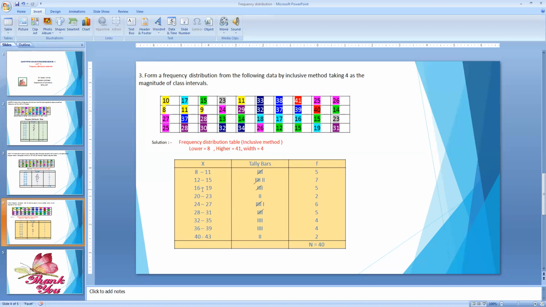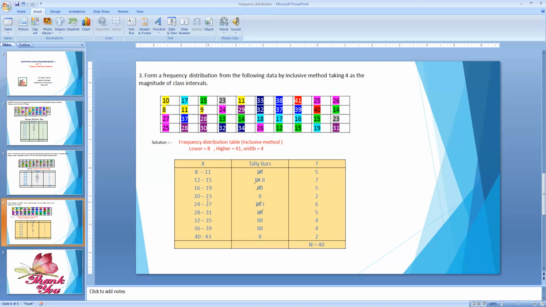Then we'll check the third class interval, 16 to 19. 16 to 19 is shown in light blue color, and you can make it out very easily with the help of different colors. So 16 to 19 means there are 5 numbers. So we have to mark 4 vertical bars and 1 forward slash. It makes a group of 5. The same thing has to be written in the frequency column, that is 5.